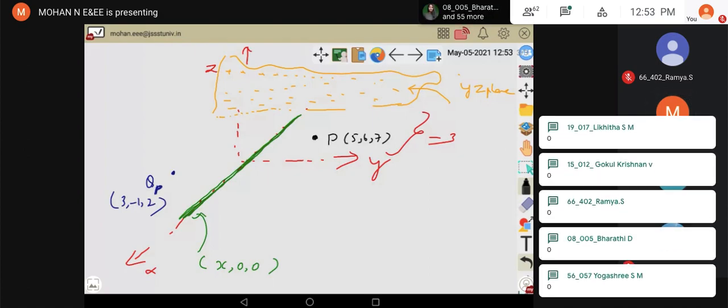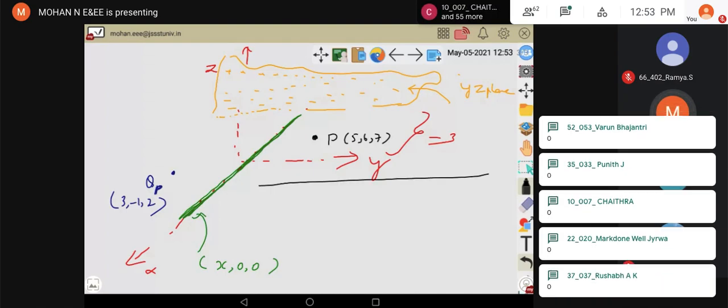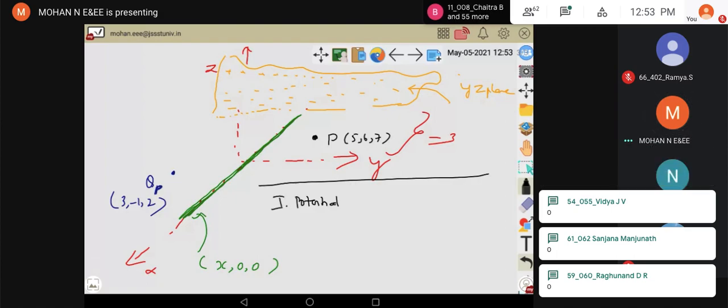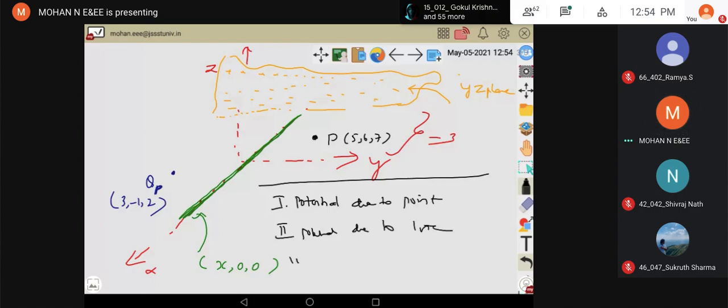Yes. So let me start solving for the potential due to a point charge. Potential first: potential due to point charge, potential due to line charge, potential due to surface charge. Okay. So let me take the first one, potential due to the point charge.